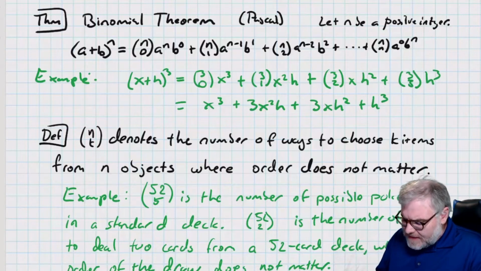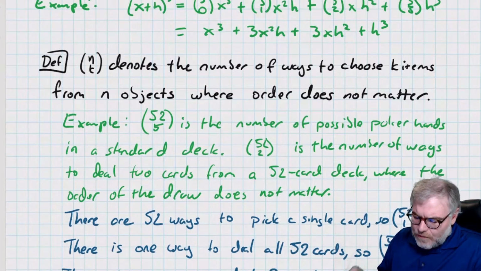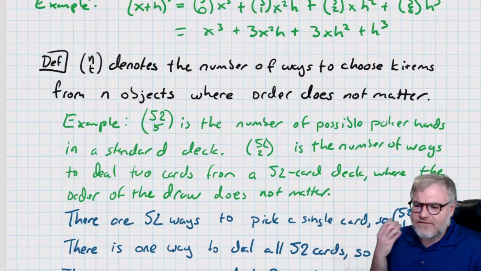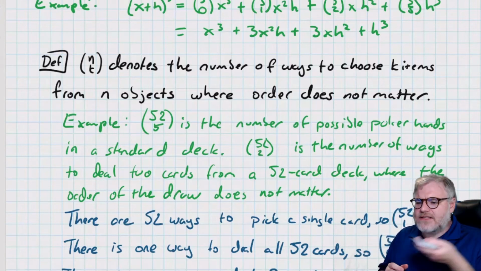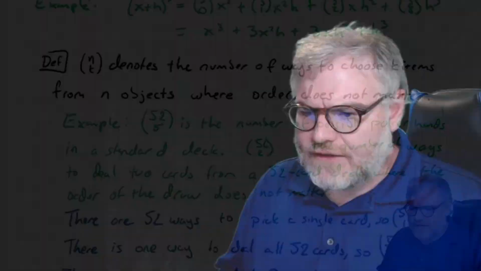Anyway, let's talk about what this n choose k thing is. N choose k denotes the number of ways to choose k items from n objects where the order doesn't matter. Think a deck of cards. Okay, how many ways are there for me to deal 5 cards from a 52 card deck? So if I shuffle the cards and I give you 5 cards, 1, 2, 3, 4, 5, how many different possible hands of poker do you have where the order doesn't matter?